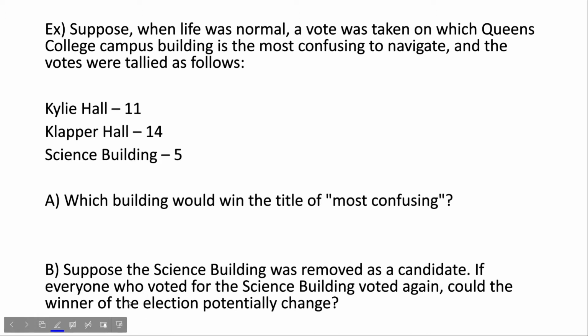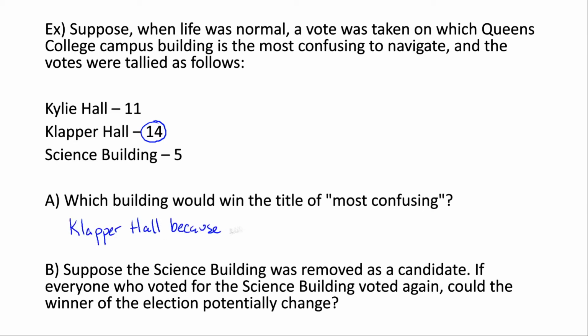Which building would win the title of most confusing? If we look at all of the votes here, we see that Klapper Hall has the highest number of votes. So 14 is the greatest number of votes, so this is exactly what we think it would be. This would be Klapper Hall because it has the most votes.